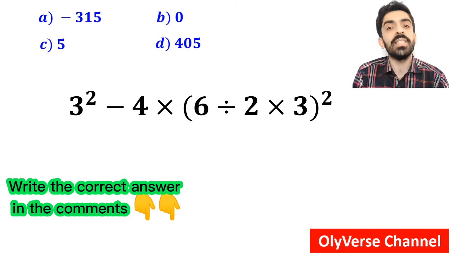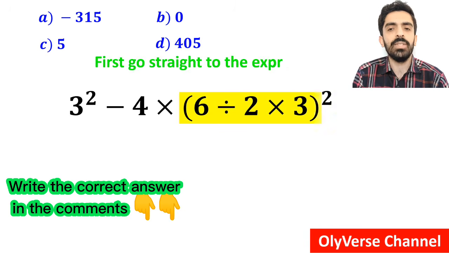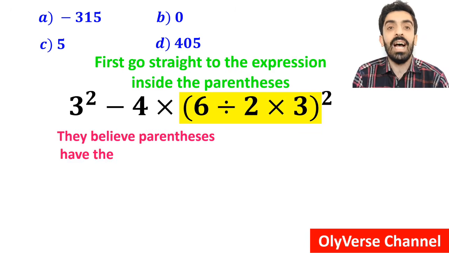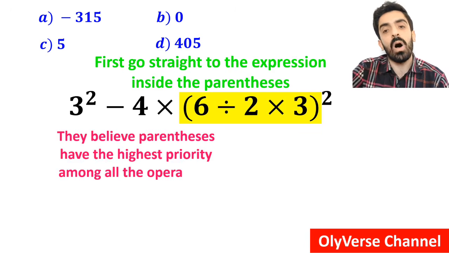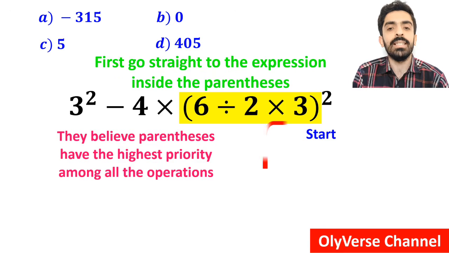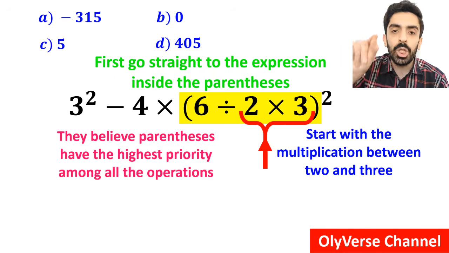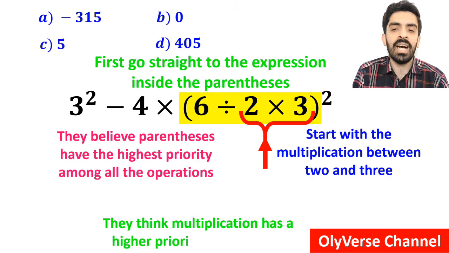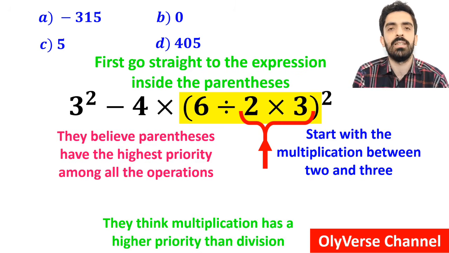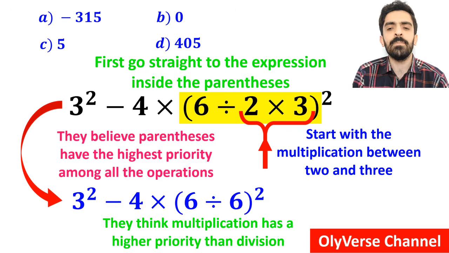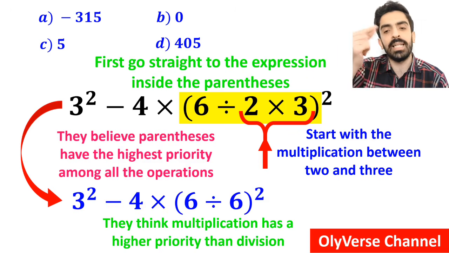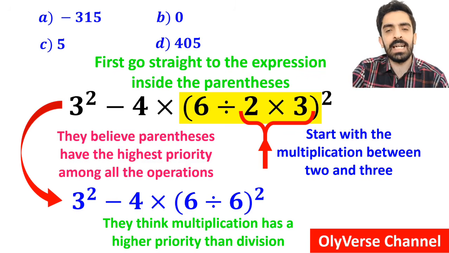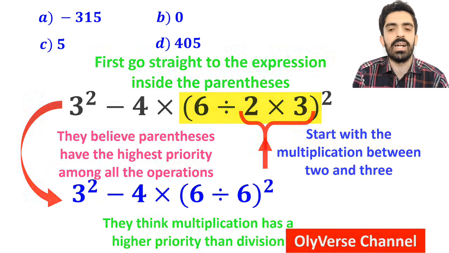Also, some other people when solving this question first go straight to the expression inside the parentheses because they believe parentheses have the highest priority among all the operations. And they start with the multiplication between 2 and 3 because they think multiplication has a higher priority than division. So, they rewrite this expression as 3 to the power of 2 minus 4 multiplied by (6 divided by 6) all squared.